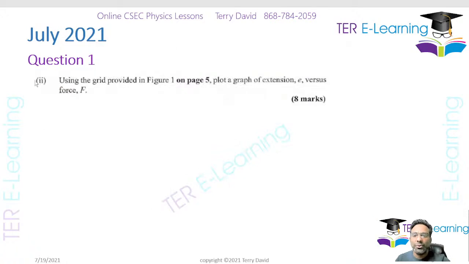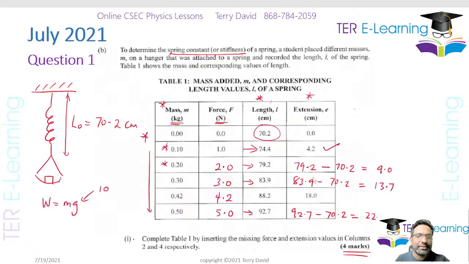They said using the grid, right? Using the grid provided, plot a graph of extension versus force. Now, when you're plotting these kinds of graphs, we need to know what kind of scale we're going to use, right? And you need to choose a scale that occupies most of the graph paper, right? You don't want a tiny scale. You want something that occupies most of the graph.